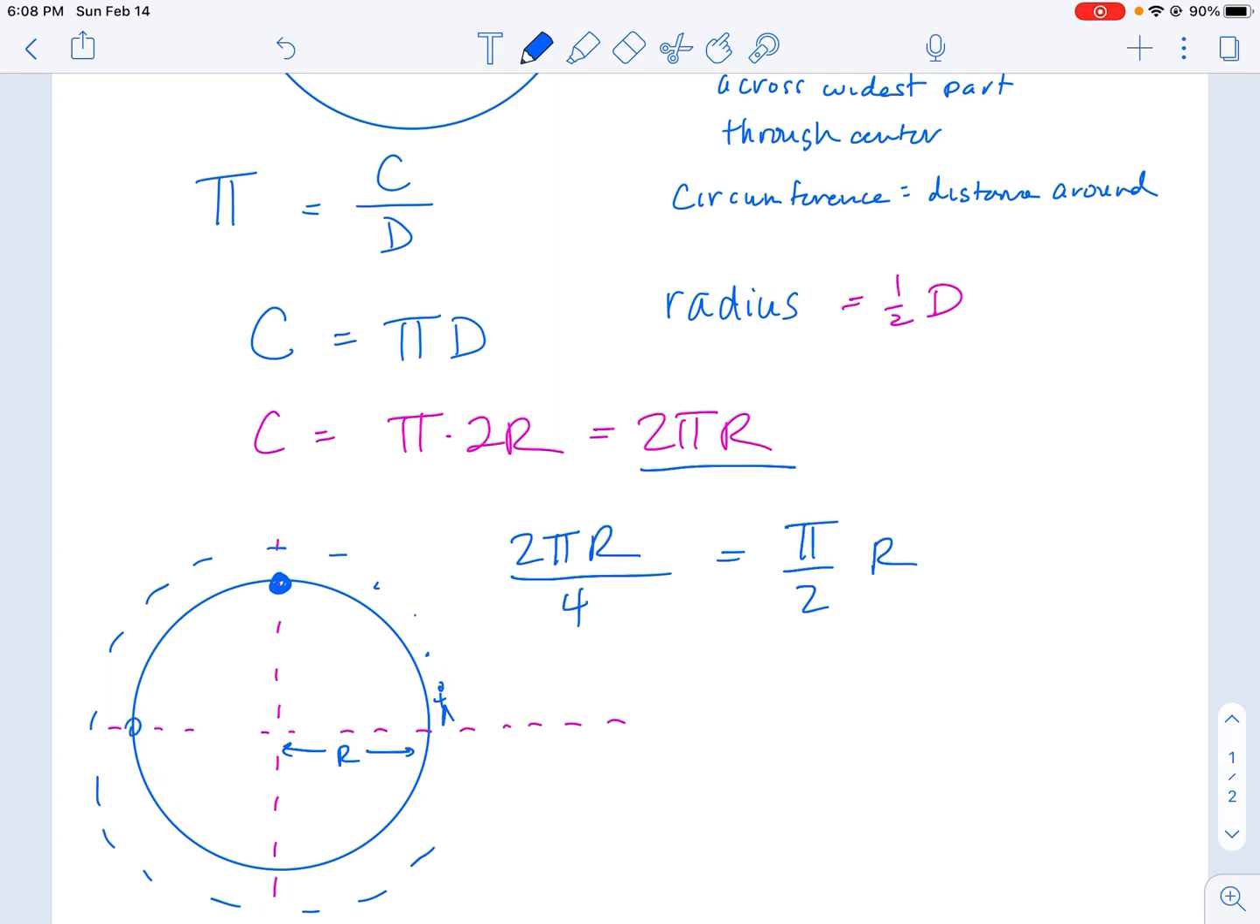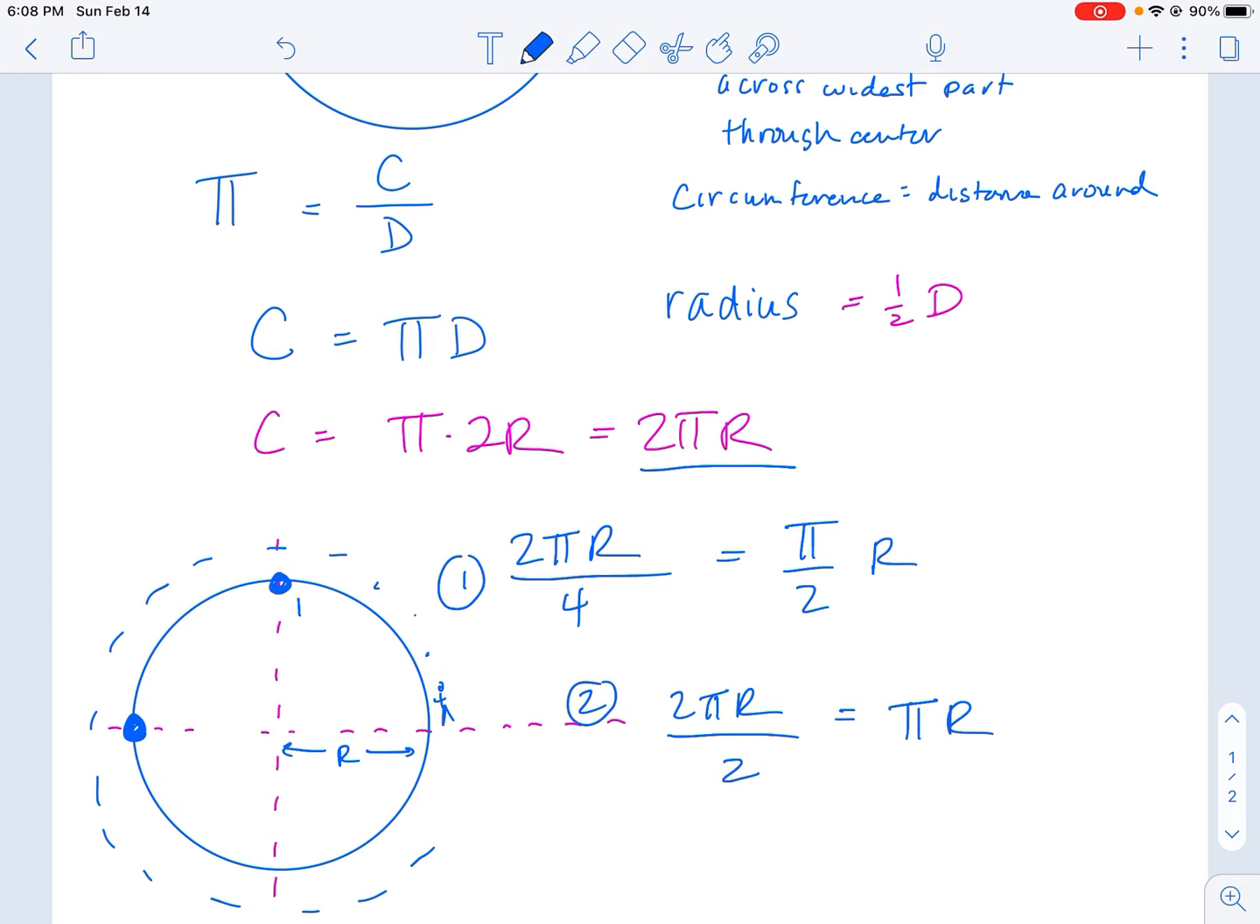Okay, what if I were to go to the next point, halfway around the circle? So we'll call this point 1, and now we'll do point 2. So we've got 2 pi r over 2. Now we're dividing the circle in half. That would be just pi r.